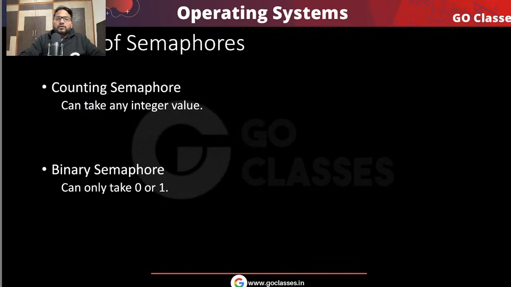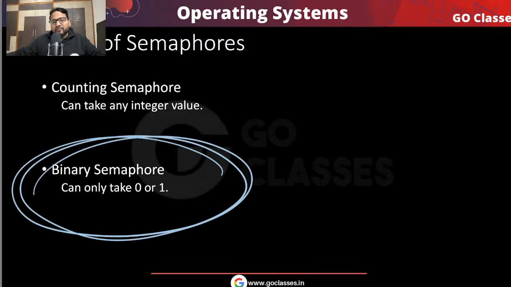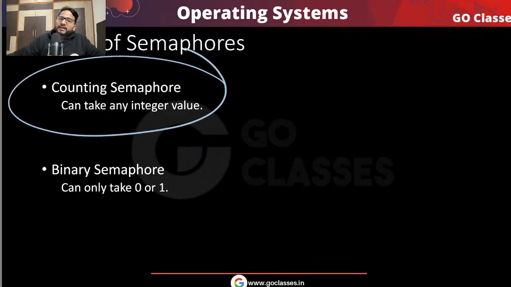Okay. Now let's just see the types of semaphores. Basically there are two types: one is the counting semaphore, another one is the binary semaphore. A binary semaphore is a semaphore which can take the value 0 or 1. A counting semaphore can take any integer value.